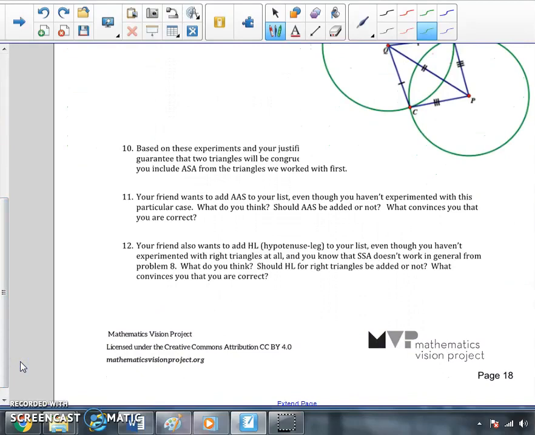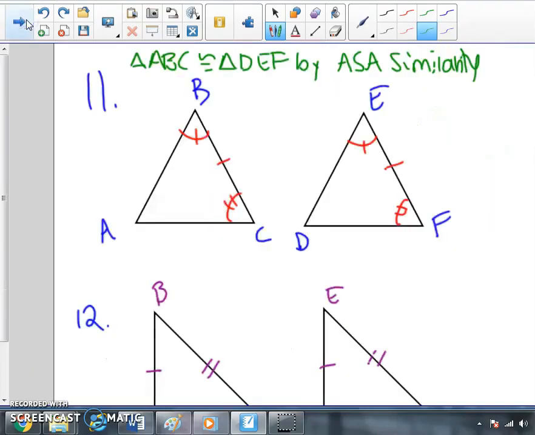So then in number 11 and 12, we were actually asked if we could use or add angle, angle, side to our list. So what I've done here for 11 is I've drawn 2 diagrams, 2 triangles, and I've marked them congruent so it looks like angle, angle, side. So the question is if these will be congruent. They're asking in 11 about AAS as well. So if I look at these 2 diagrams, we know for sure that they're congruent because we've already talked about that. They are congruent by angle, side, angle.